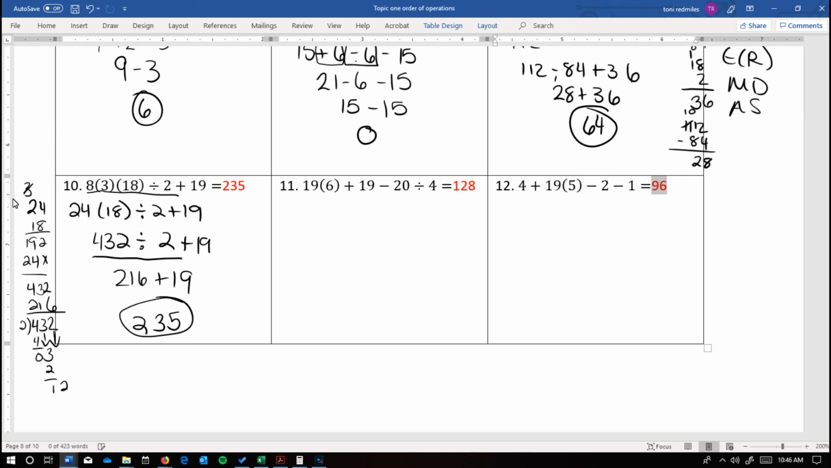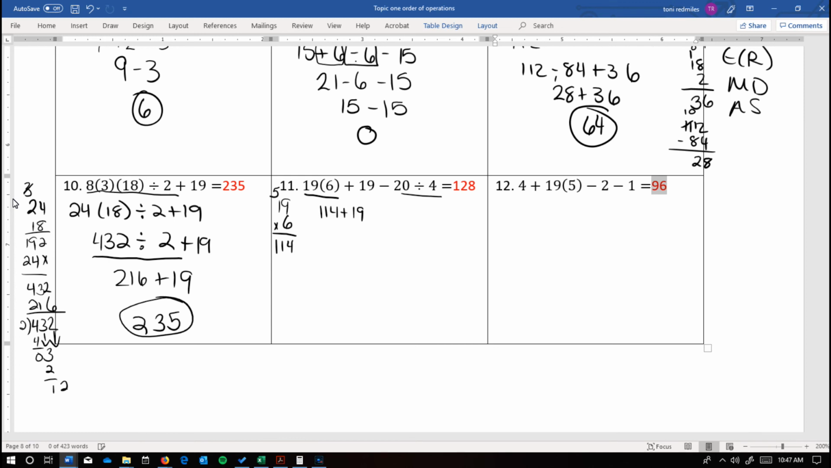All right, 2 more problems. Okay, so the first thing I do is my multiplication and division. I'm going to work it left to right. I don't have any parentheses with operations. I don't have any exponents or radicals. So I'm just going to go straight to that multiplication and division. So this first one's 114.